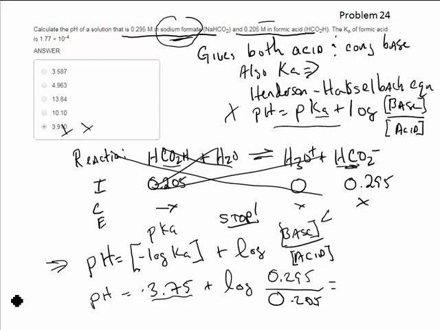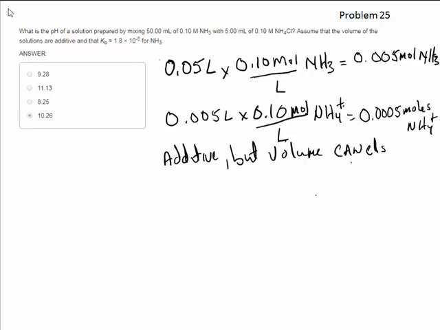You're given both an acid and its conjugate base in the form of a salt. Now in 25, it's just phrased a little bit differently, but doing the same thing. So what is the pH now when we mix these two things? It doesn't tell you straight up that these are conjugate acids and bases, but this is what you're looking for. You've got to be able to recognize an acid and its conjugate base.